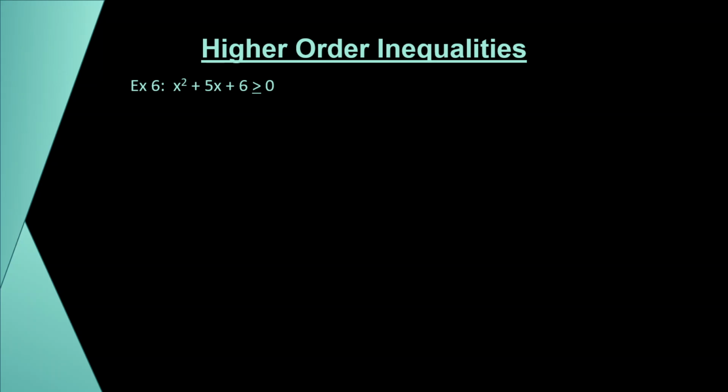Now, we also can do things that are not linear. We can do higher order inequalities. And the first thing I want to do with these is factor it. Okay? Now, if this was just equal to 0, then I can see that x is either going to equal negative 2 or x is going to equal negative 3. So those are the interesting values. Those are going to be like the ends of my intervals.